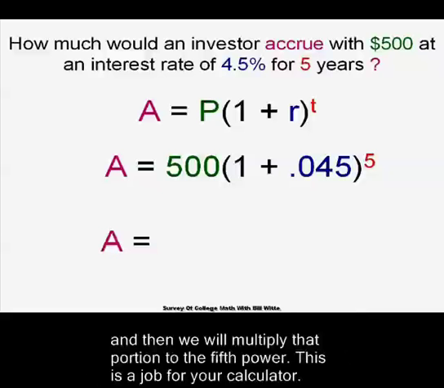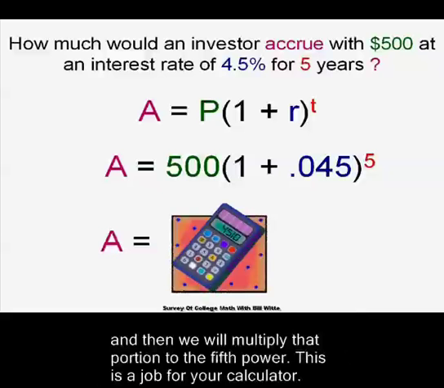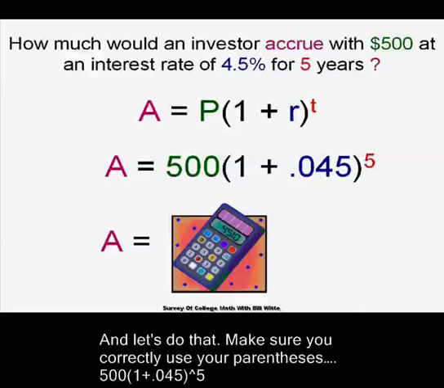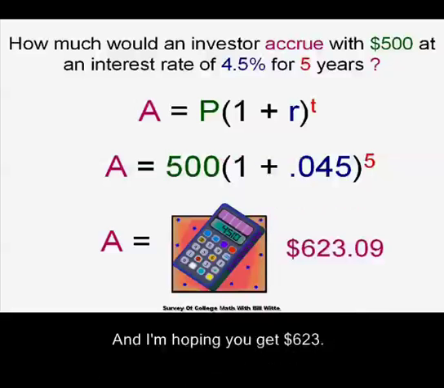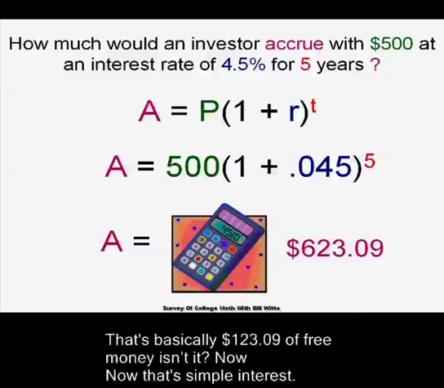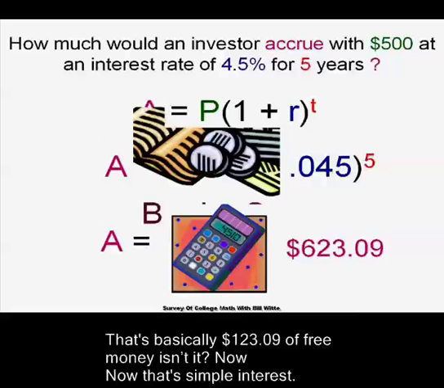Well, this is a job for your calculator, and let's do that. Go ahead and take the time, multiply 500 times, make sure you use your parentheses, 1 plus 0.045 in parentheses, use your exponent button, to the 5th, and I'm hoping you get, wow, $623. That's basically $123.09 of free money, isn't it, over 5 years.